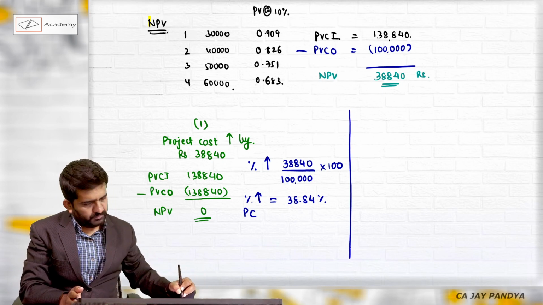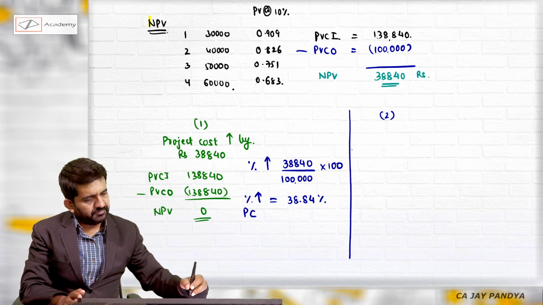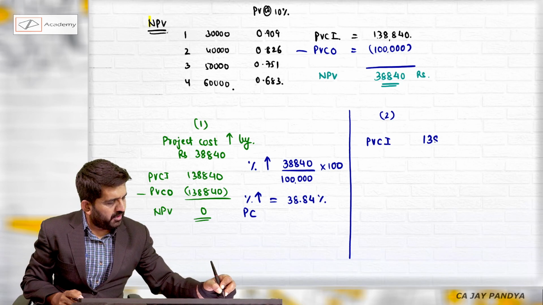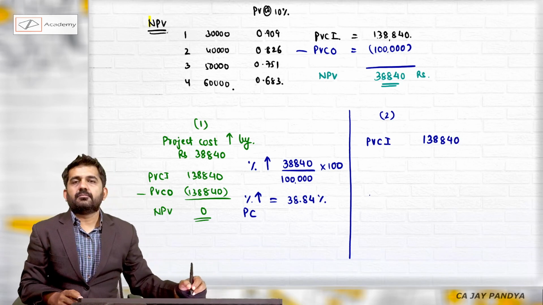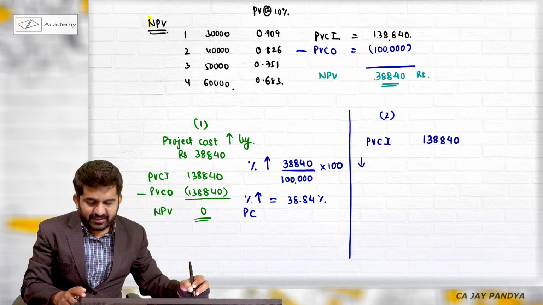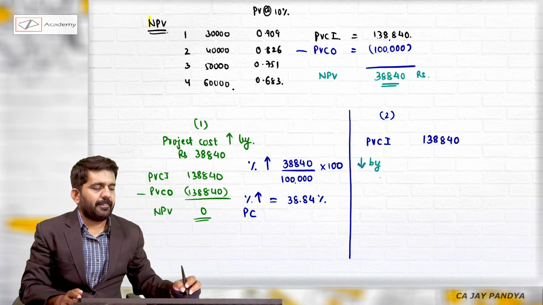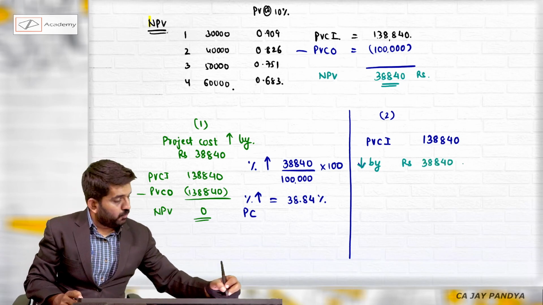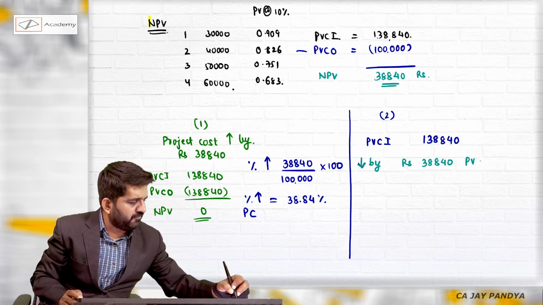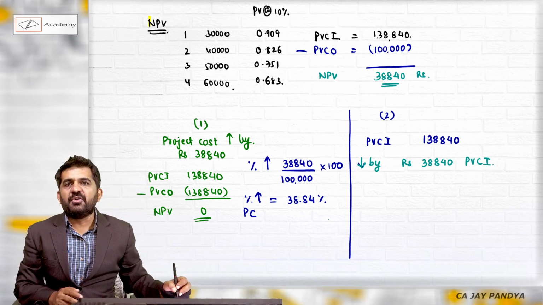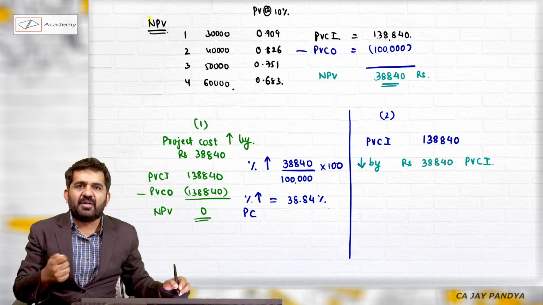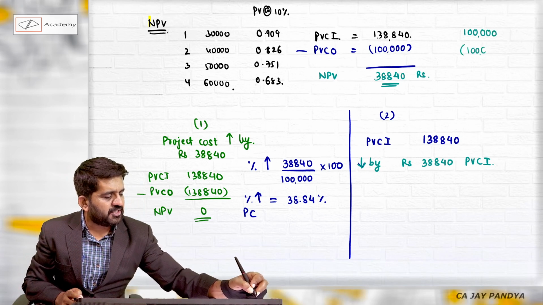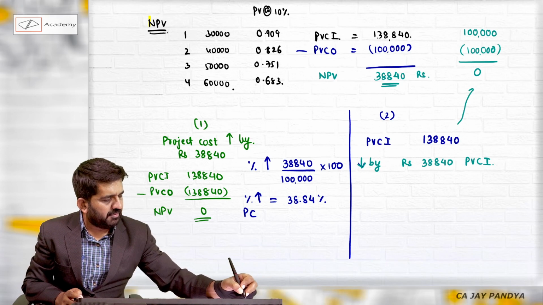Number 2. What is my present value of cash inflow right now? 138,840. If it decreases by 38,840, then my NPV will become 0. How? Present value of cash inflow will become 1 lakh rupees. Present value of cash outflow is 1 lakh. And so my NPV will become 0.